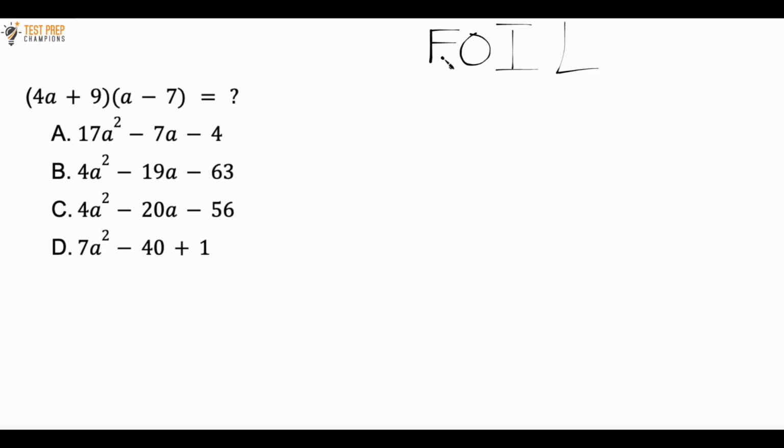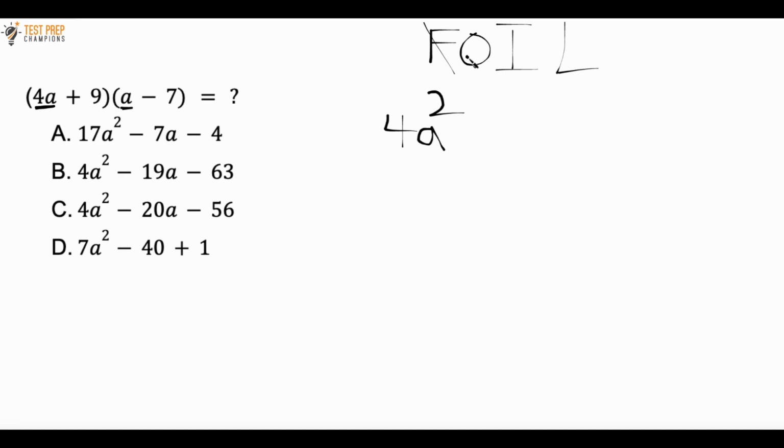So the F in FOIL stands for first. So to approach this, I'm going to look at the first term in each set of parentheses. So I'm going to do 4a times a. So 4a times a gives me 4a squared. So that's my F.